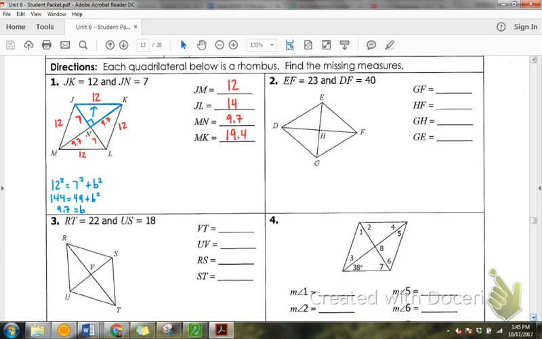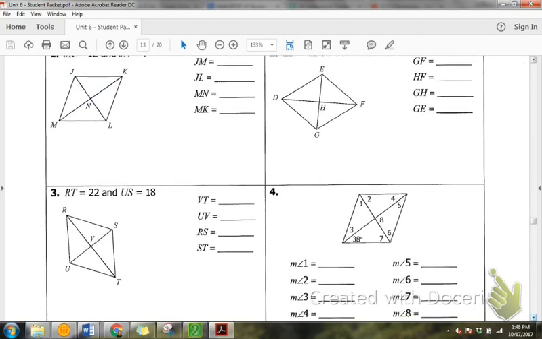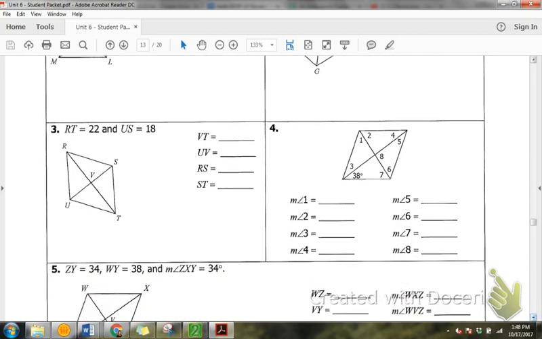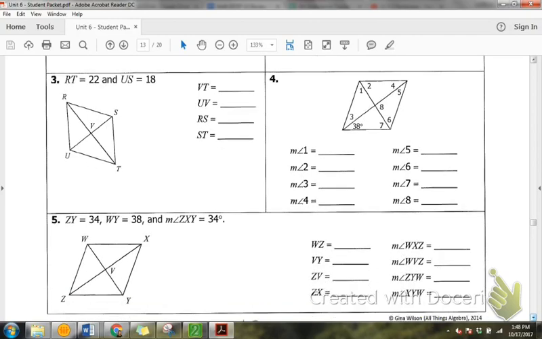Okay, any questions about number 1? Okay, let's look at number 3. If RT is 22, guys, how much is each of the little ones? Okay, so let's just go ahead and make it 11 and 11. That might be easier for us to manage. So RV is 11 and VT is 11.